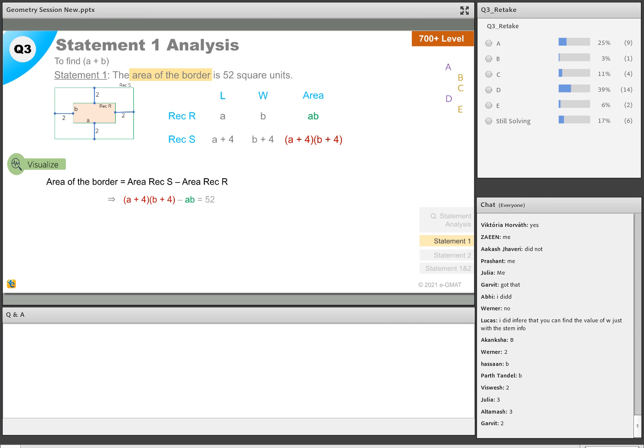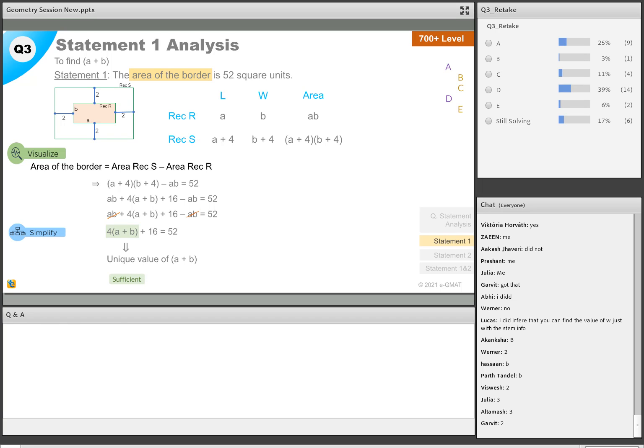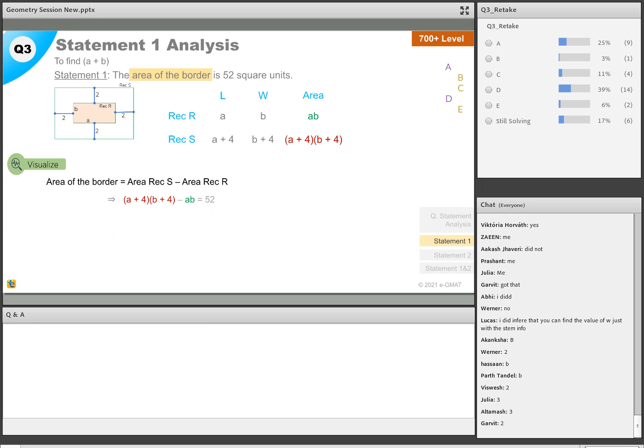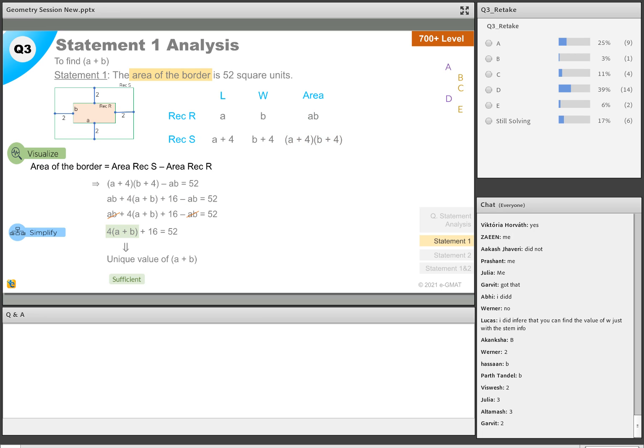Let's check if we need it or not. Right. So over here, I have the value of A plus 4 times B plus 4 minus AB, that's given as 52 units. You simplify this out. How do you simplify it? You get AB plus 4 times of A plus B plus 16 minus AB to be equal to 52. If you cancel off AB, I essentially don't need the product. I would cancel those terms out. I essentially don't need it at the end of the day.